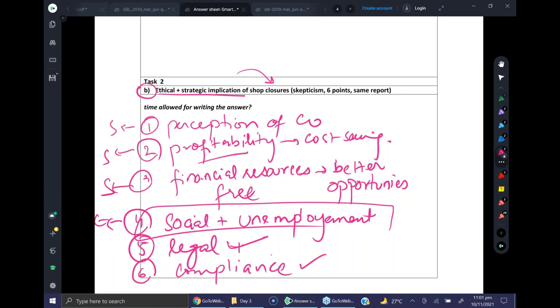Yeah, redundancies and the legal issue, especially regarding redundancy, is going to be a strategic issue. And can I say ethical issues are actually strategic in nature? I mean, there's a very direct connection between ethical and strategic issue, but I just wanted to show you that when the examiner is highlighting two different words, you should be talking about both. You don't have to write that this is an ethical issue or this is a strategic issue. You don't have to mention that, but just cover both aspects. Is that clear to everyone?